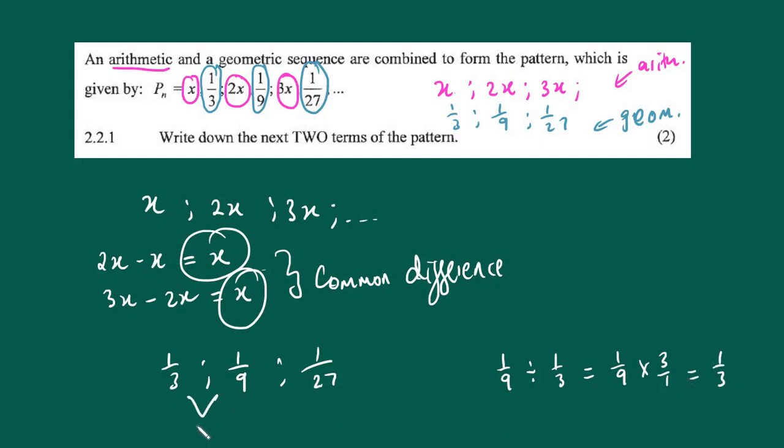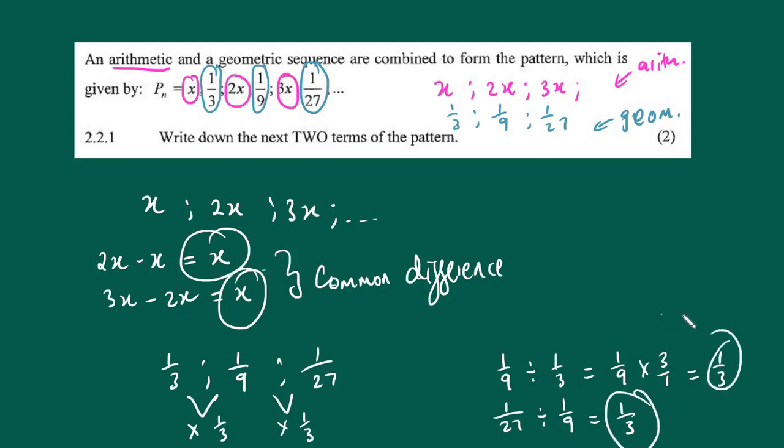Which means to get to the next term, I must multiply by 1 over 3. I do a similar thing there by saying 1 over 27 divided by 1 over 9, and then it further gives me 1 over 3 again. So I should multiply by 1 over 3. Since there is a constant ratio, this is your r, which means your r is 1 over 3. That is what you would call your constant ratio. Now since it's 1 over 3, that tells you that your sequence is geometric.